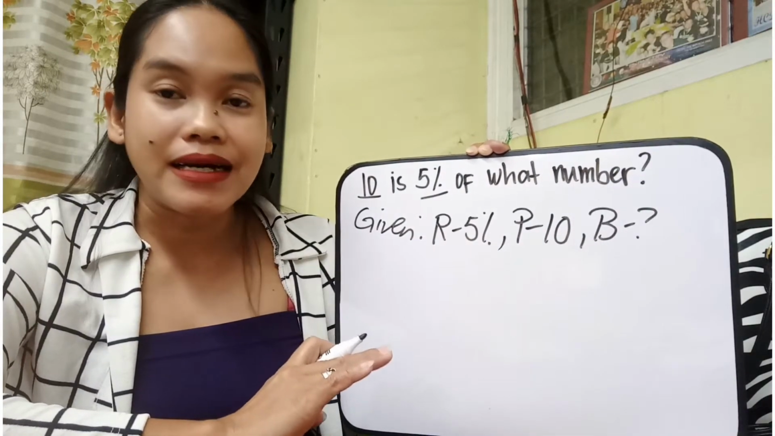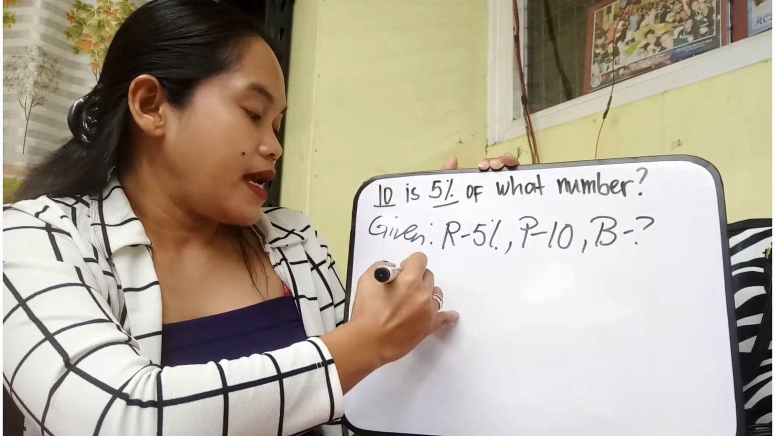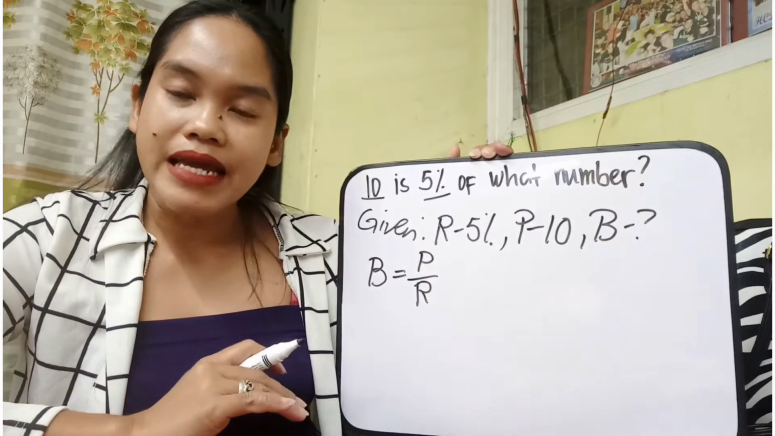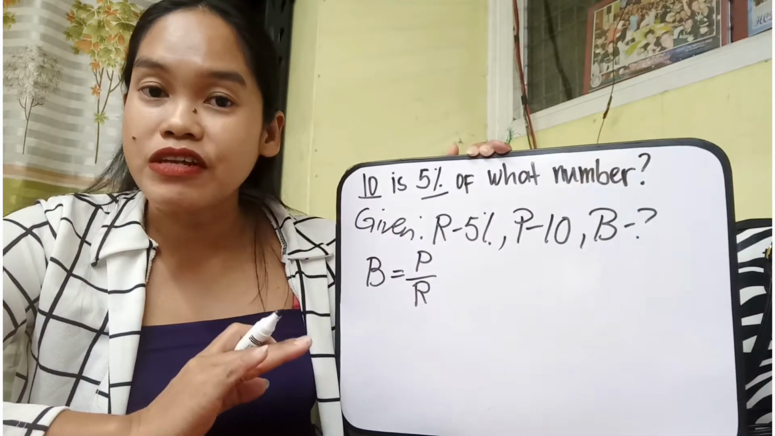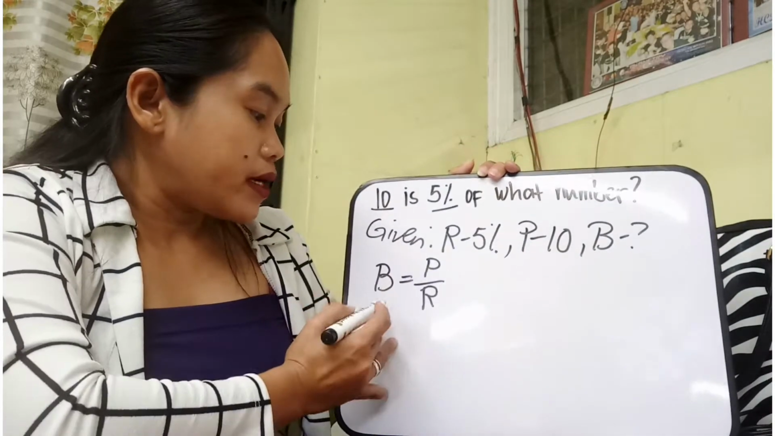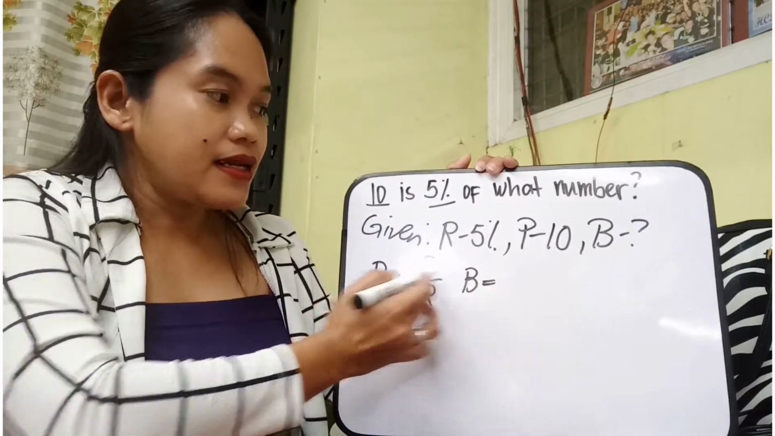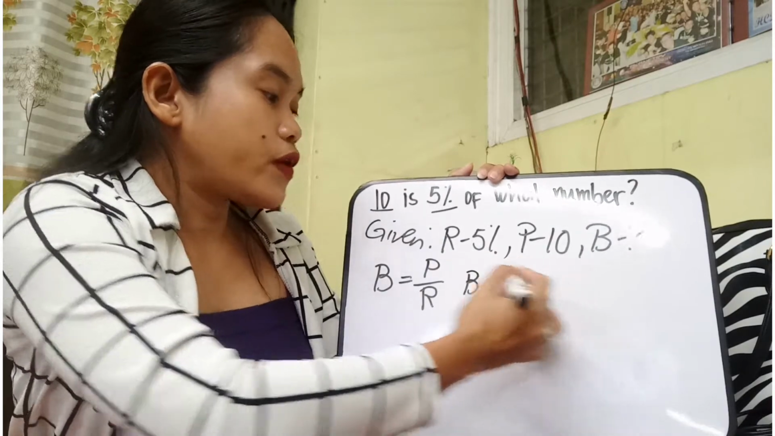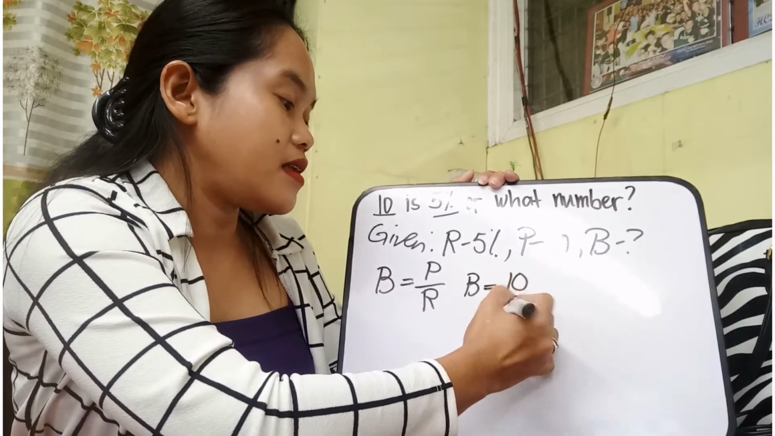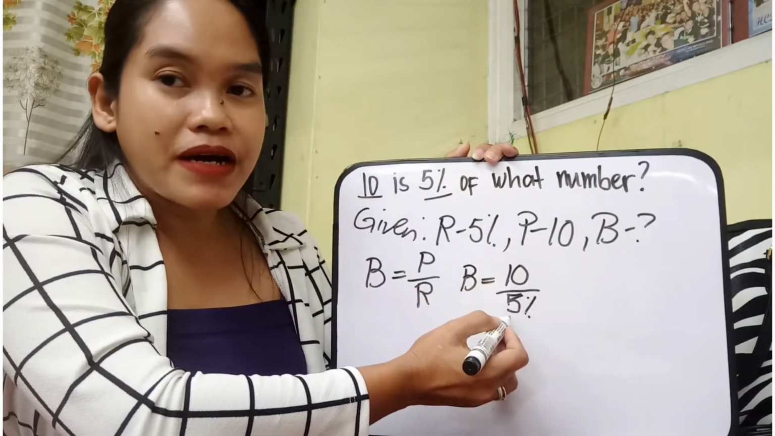So, paano natin hahanapin ang ating base? Of course, meron tayo dapat formula. Ang formula natin is base is equal to percentage divided by rate. Ngayon, dahil may formula na tayo, pwede na tayong mag-solve. Si base yung hinahanap natin. So, base is equal to, ano yung percentage natin? 10. Over, ano yung rate natin? 5%. So, base is equal to 10 divided by 5%.